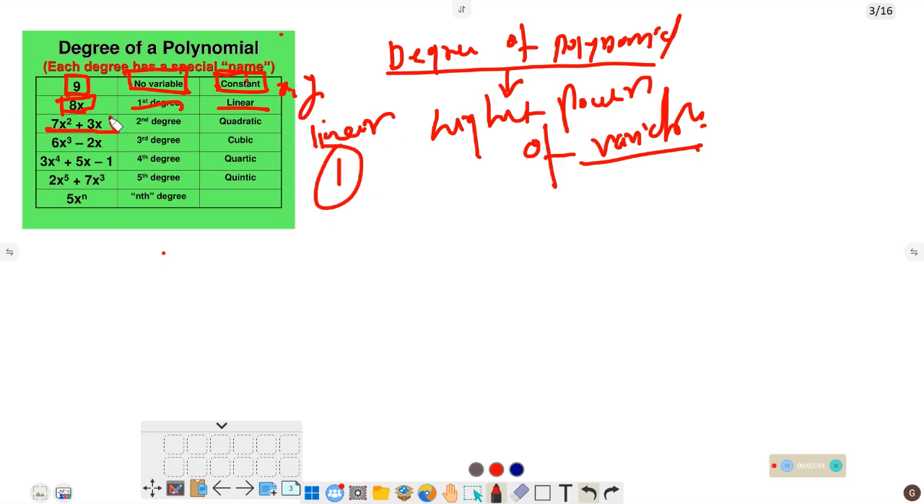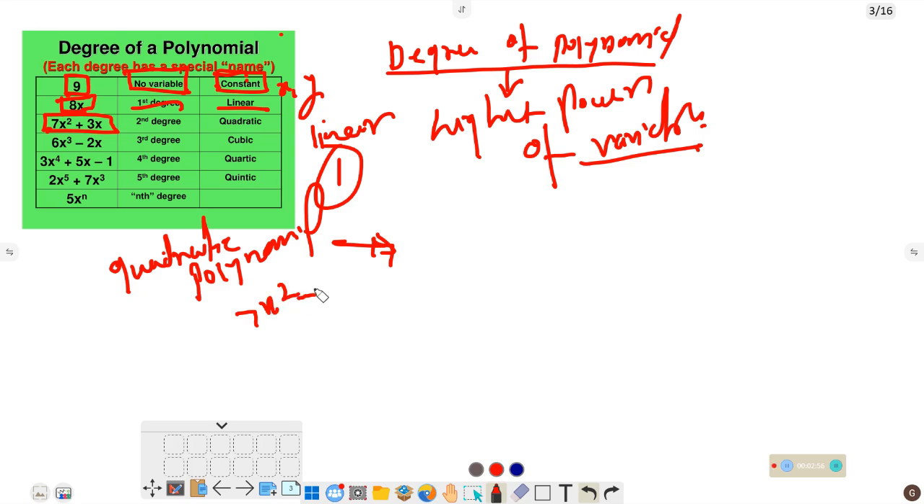And now we take another example, a quadratic polynomial. This is 7x square plus 3x. Okay. So the highest power of this variable is 2. So that's why its degree is 2.